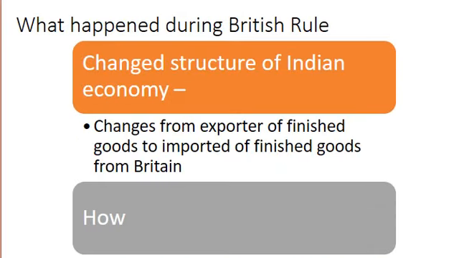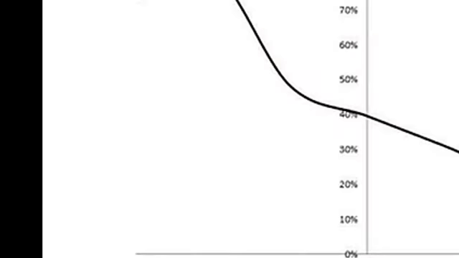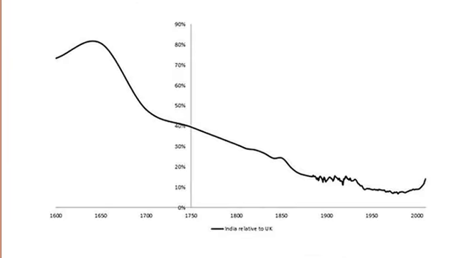Now, what exactly did the British do that changed the structure of the Indian economy? What they did was change India from being an exporter of finished goods to an importer of finished goods from Britain. The East India Company's political power expanded in India after the Battle of Plassey. But we need to understand the events that happened during that period.